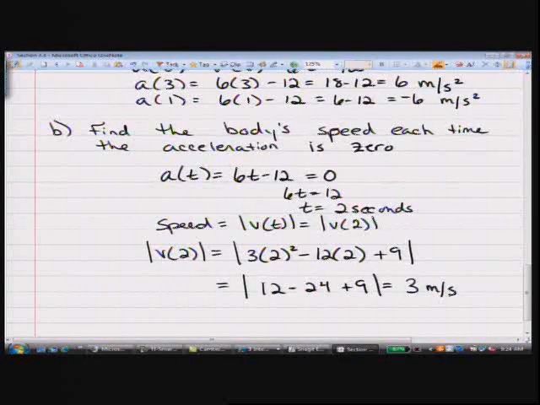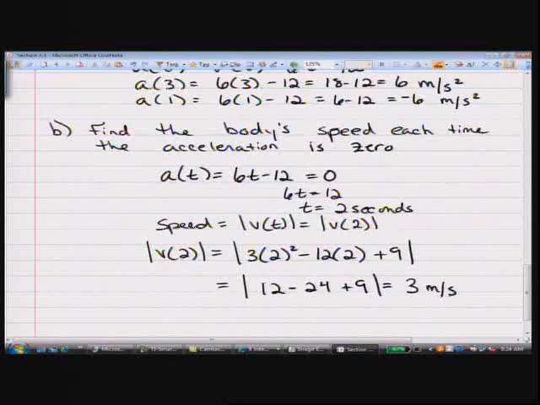All right, and so when the acceleration is 0, your velocity is going to be at either a maximum or, in this case, your speed is going to be at a maximum. Your velocity could be negative, but it would be the most negative that it is. Does that make sense to you?